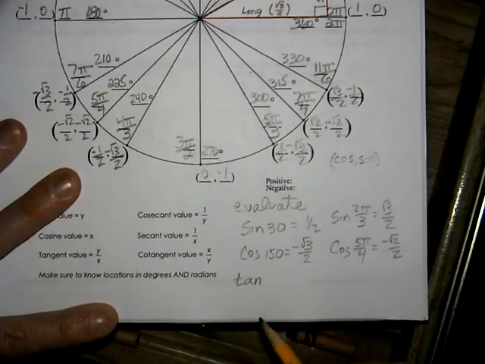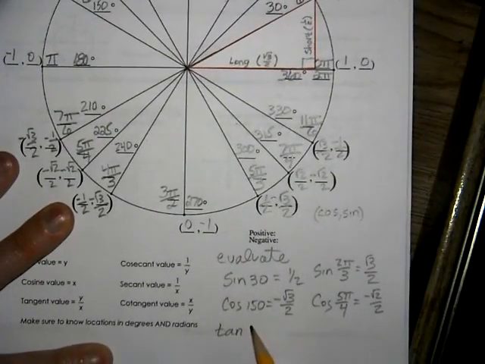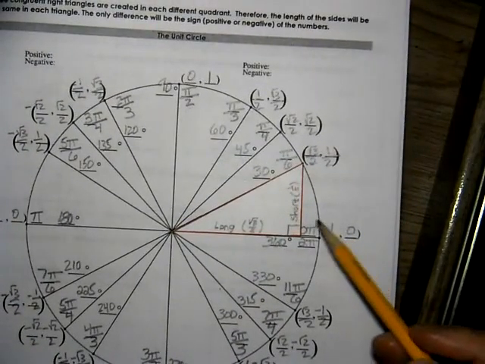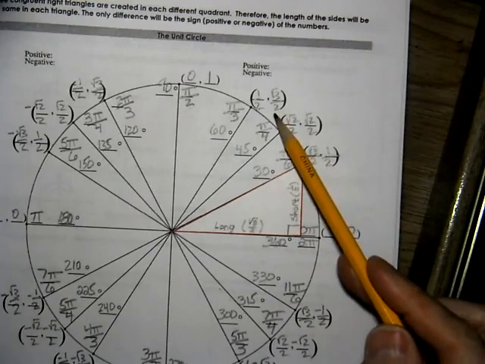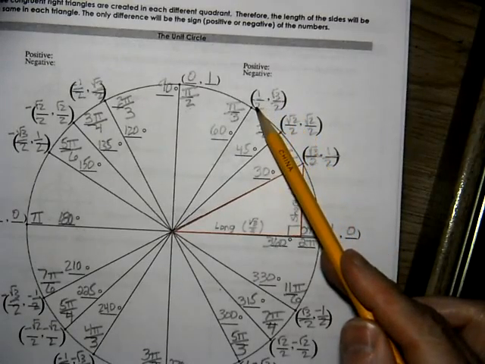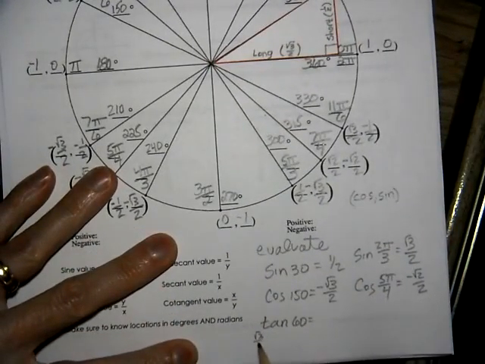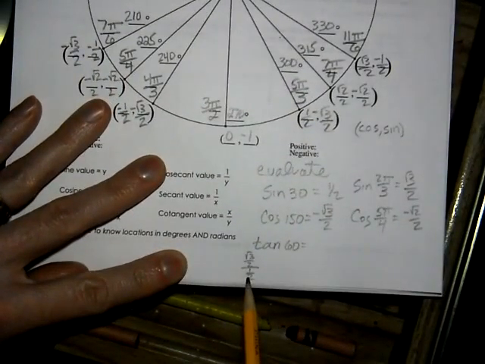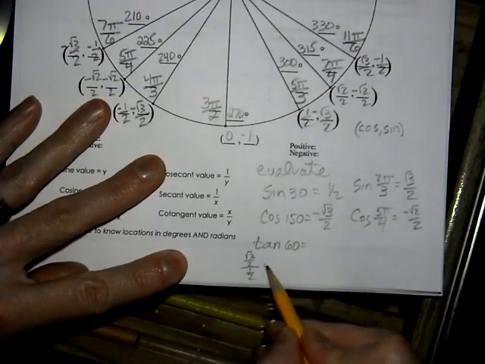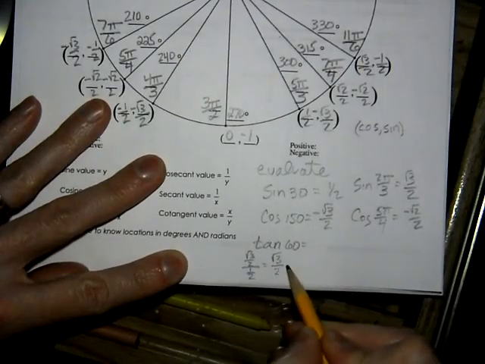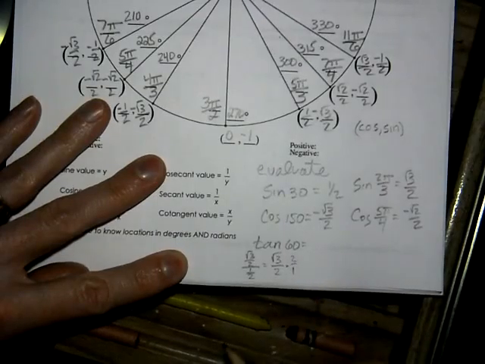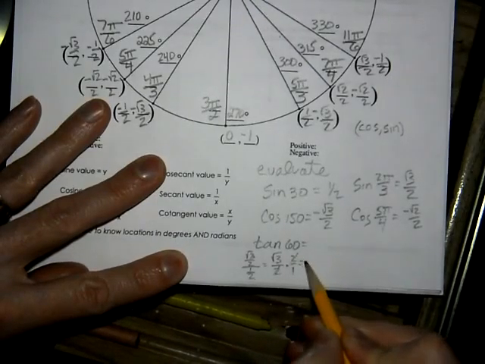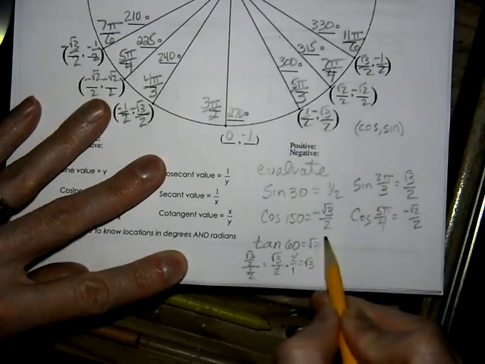Now tangent is a killer. We'll do tangent of 60. Remember we talked about before how tangent was sine over cosine, y over x. So at 60 degrees, we're going to take the y value over the x value. So that means we're going to take the y value times the reciprocal. Those cross out, and you're left with root 3.